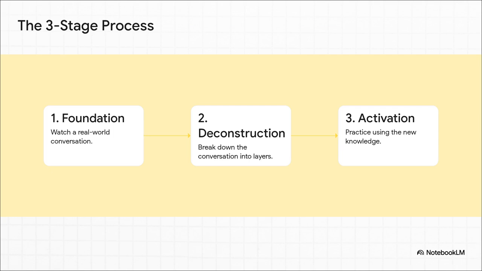The process is actually beautifully simple. It happens in 3 stages. First, the foundation. You just watch a natural conversation. Then, deconstruction. You start to peel back the layers of that chat to see how it's built. And finally, and this is so important, activation. You actually practice using what you've just learned. Let's see how these layers build on each other.